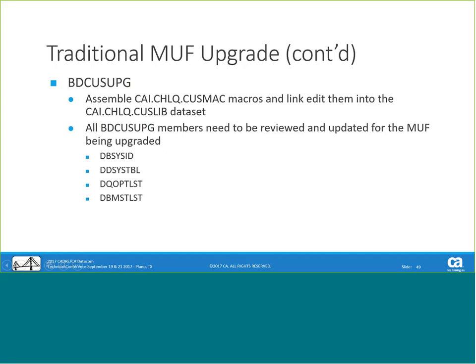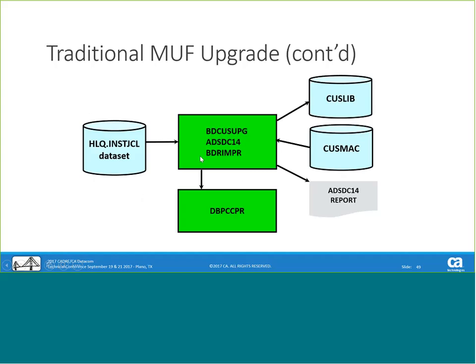Assemble the cust-mac macros and link edit them into the CA cust log. BDCUSOO upgrade members need to be reviewed and updated for the MUF being upgraded. So here are the macros: the sys-ID, sys-table, op list, and master list. Here's a visual of the jobs involved. You've got the cust upgrade, which modifies the custom members with your changes for your particular MUF, then the verification utility, the compare utility for data dictionary, and then your RIMPR, which installs the PCC call module.